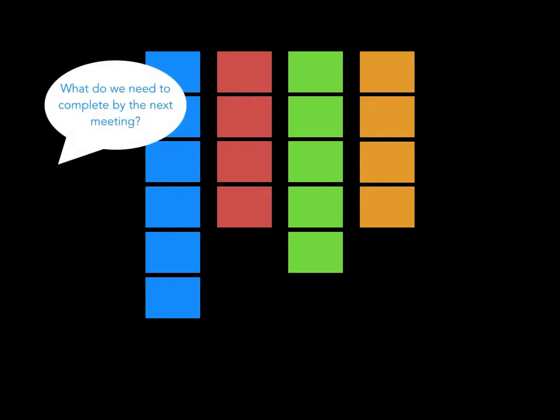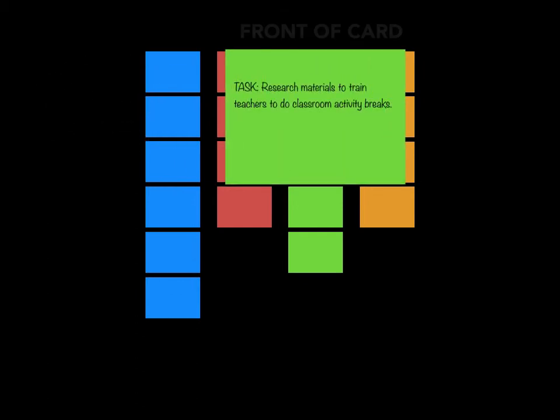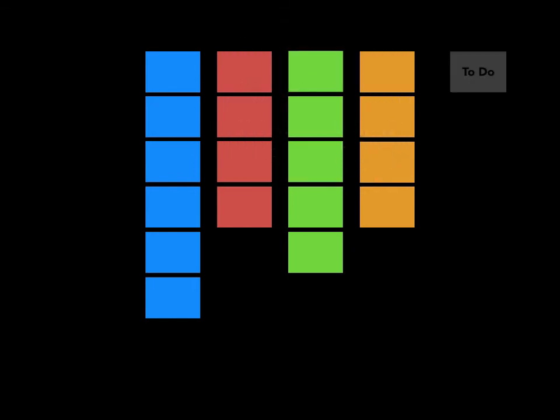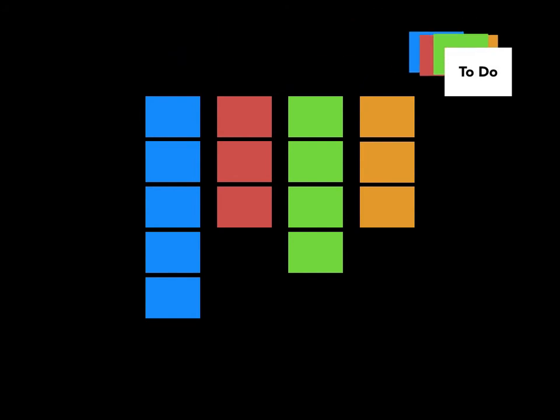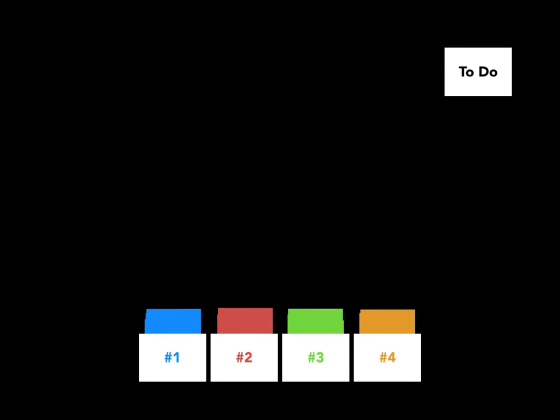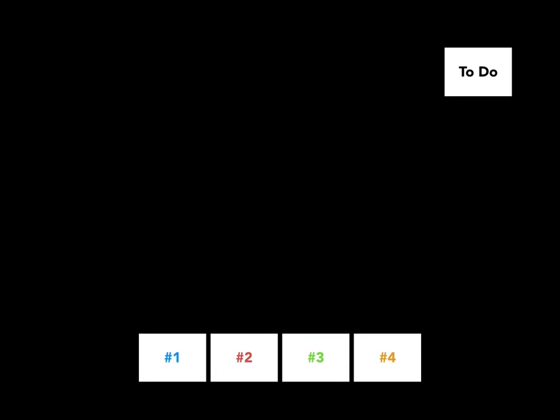At the end of each meeting, we'll line up the tasks and decide which need to be completed by our next meeting. Task force members will sign up to complete the tasks and write their names on the front of the card along with the due date. All of the tasks that need to be done by the next meeting will go into the envelope marked To Do, while the rest of the cards will be put into change envelopes and revisited later.